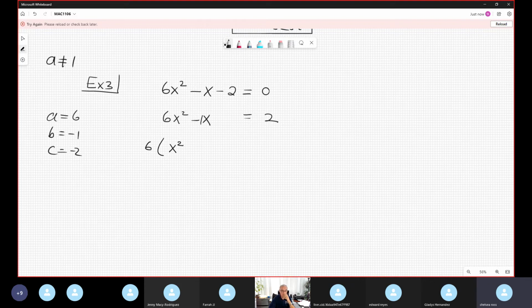Now here is 1, but you factor out 6 outside, and inside stays minus 1/6 x. So far, I don't finish.